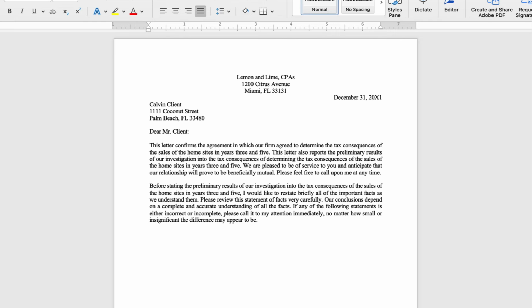Okay, so now we're getting into the paragraph where we actually state the facts. Our conclusions are based on an understanding that, and now we want to go to the facts that we put in our tax research memo, copy and paste them here, and we're going to edit them. Again, why have to recreate the facts when we've already got the important facts from our tax research memo? So let's now go over to our tax research memo.